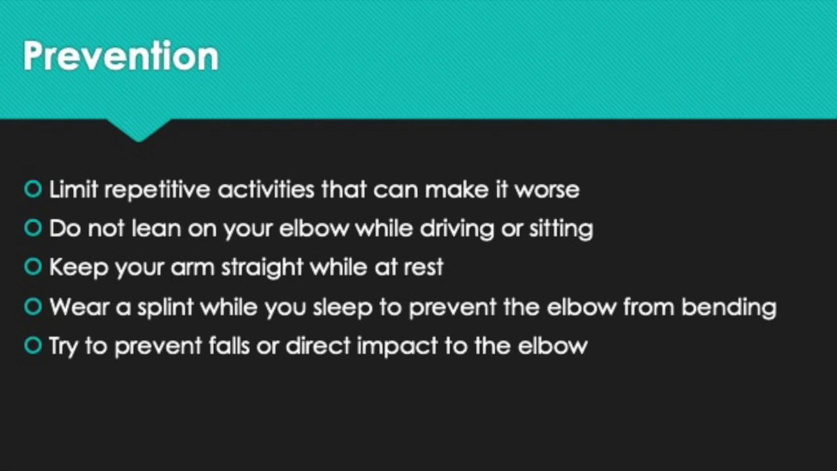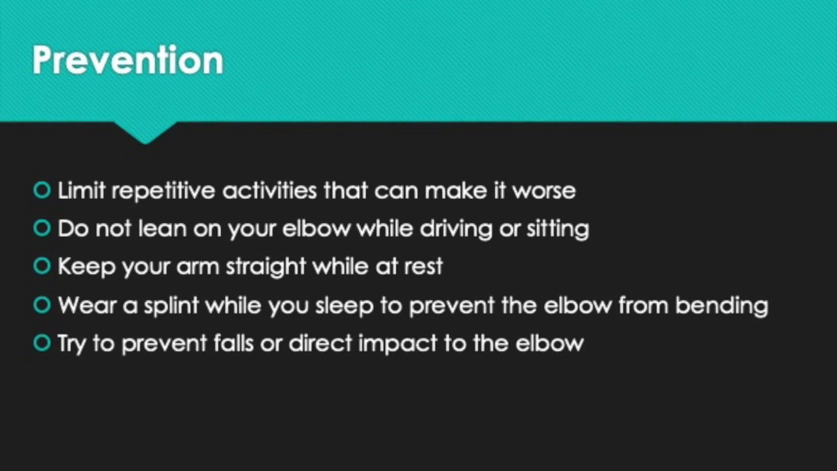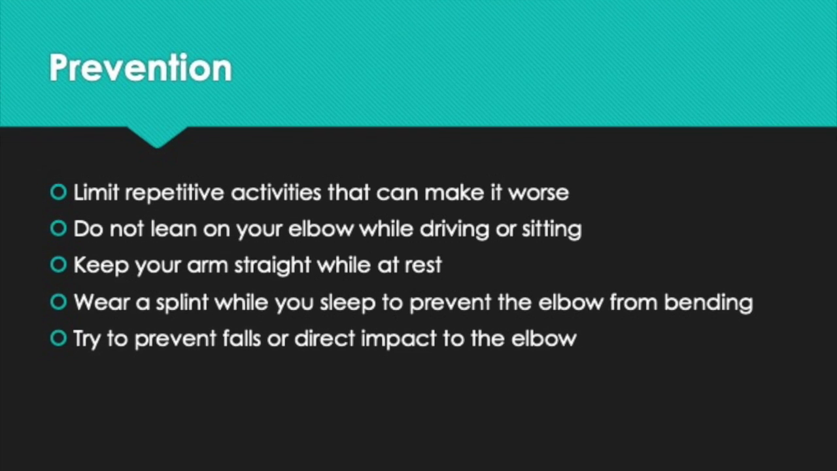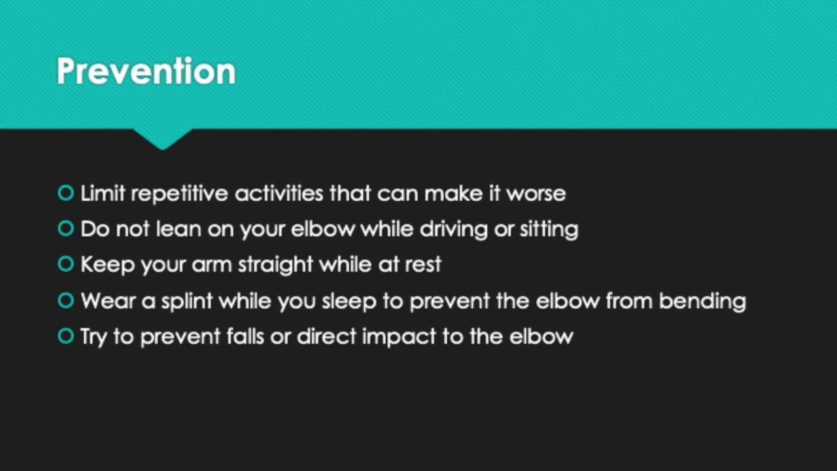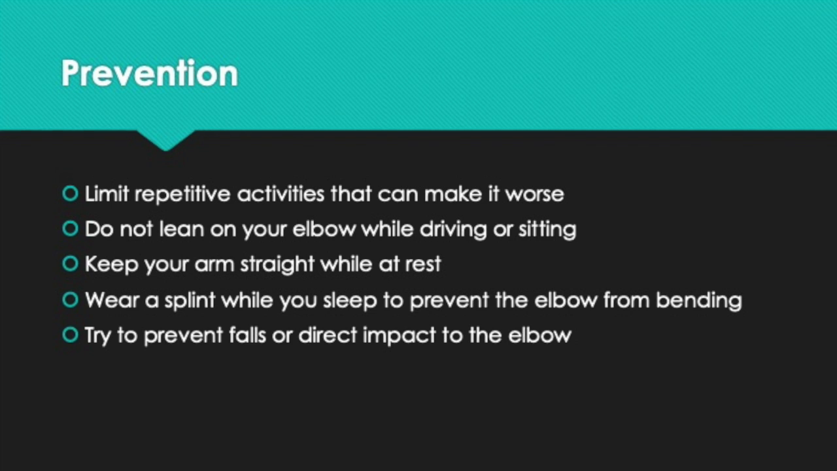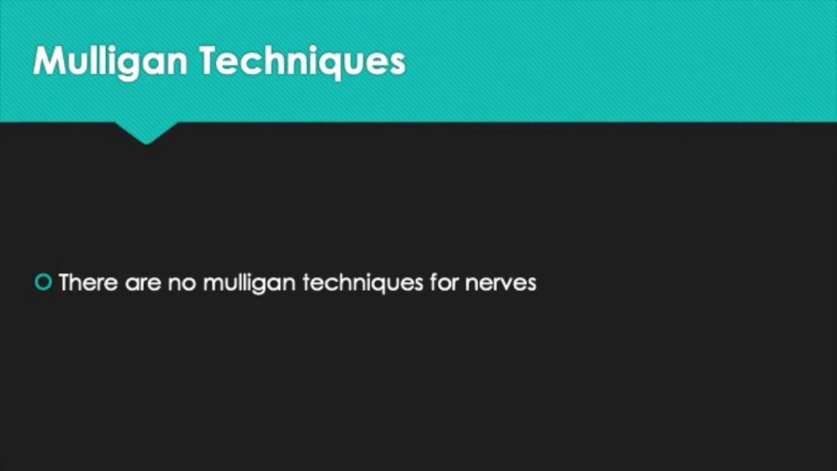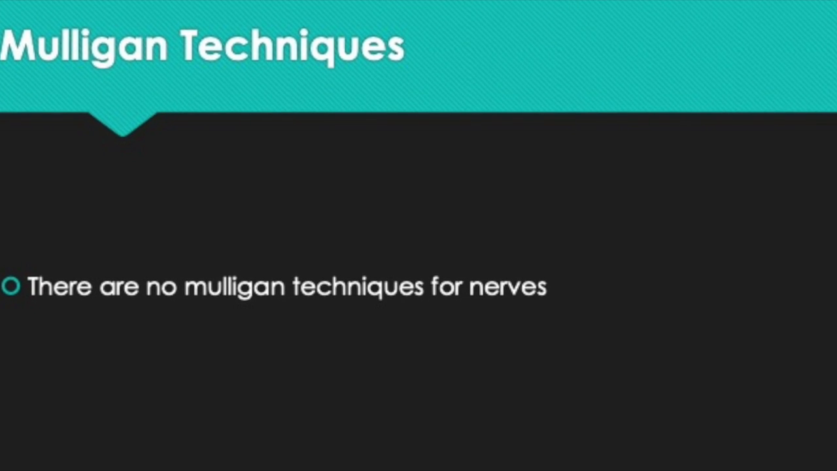Do not lean on your elbow while driving or sitting. Keep your arms straight while at rest. Wear a splint while you sleep to prevent the elbow from bending, and try to prevent falls or direct impact to the elbow. There are no Mulligan techniques for entrapment neuropathy of the elbow.